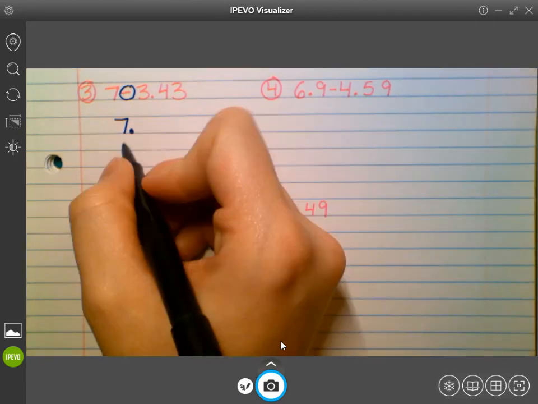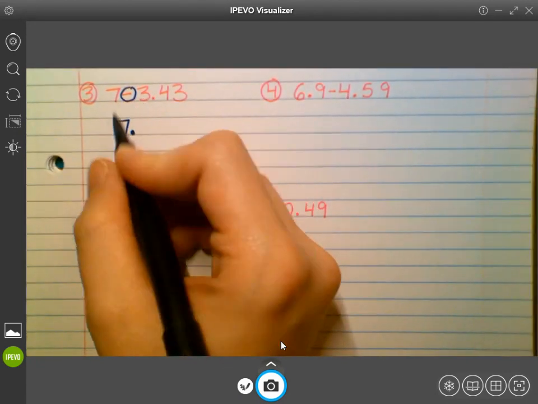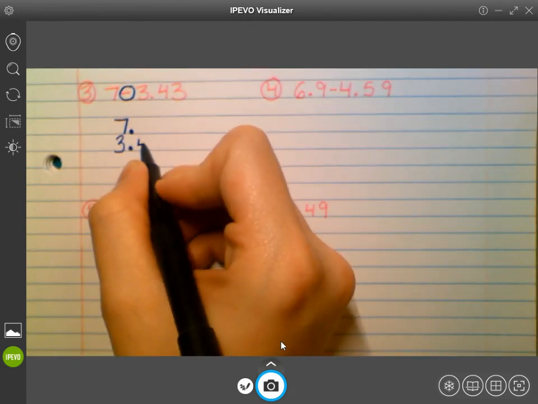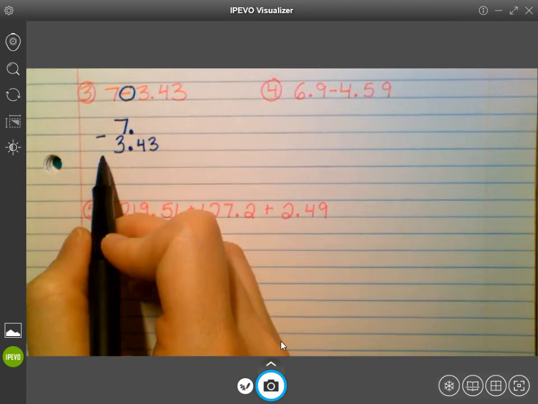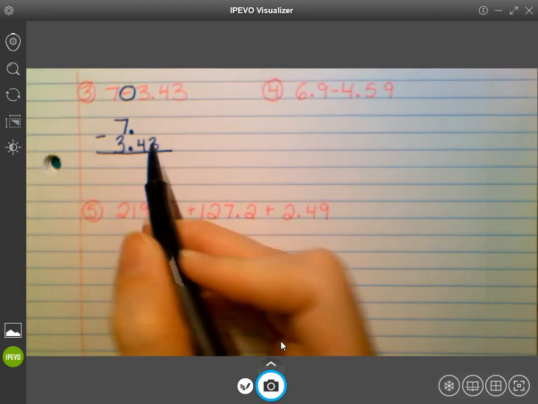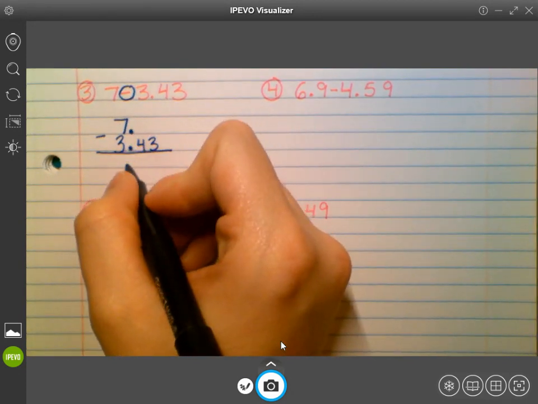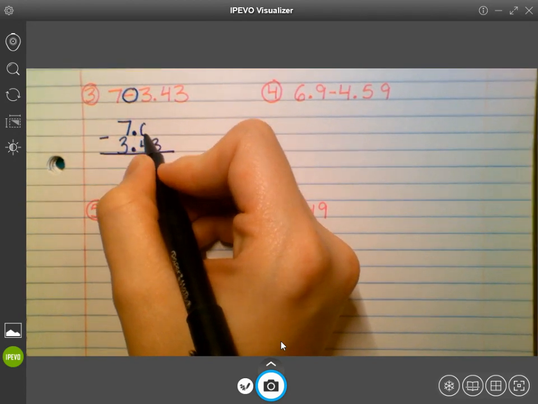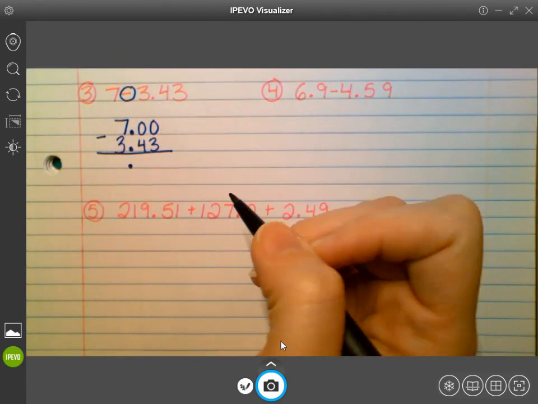Now I'm going to line them up. So write my decimal. Directly to the left, I have a 3. Then to the right, I have 4 3. I'm going to add my subtraction sign and my line. So I've lined them up. I'm going to drop down my decimal point, and then I'm going to fill in any spaces. So I have 2 spaces to the right of the decimal point. Now I'm ready to solve.